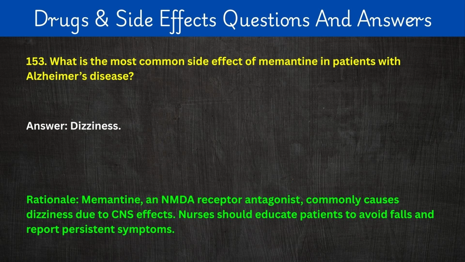153. What is the most common side effect of memantine in patients with Alzheimer's disease? Answer: dizziness. Rationale: memantine, an NMDA receptor antagonist, commonly causes dizziness due to CNS effects. Nurses should educate patients to avoid falls and report persistent symptoms.